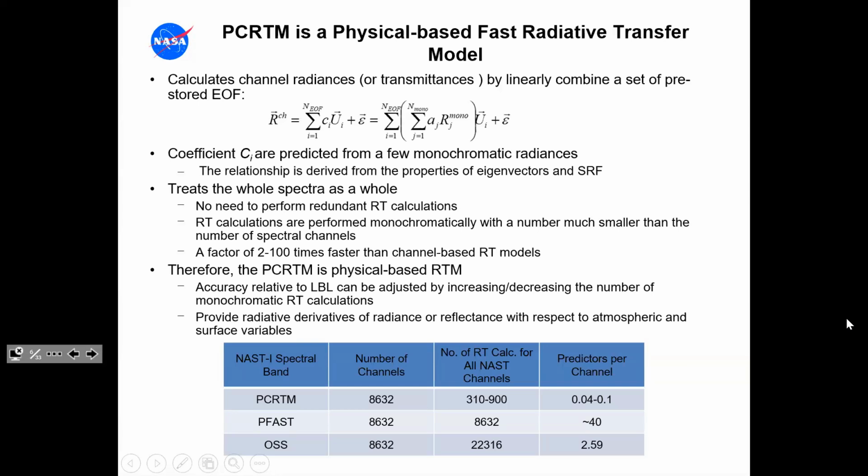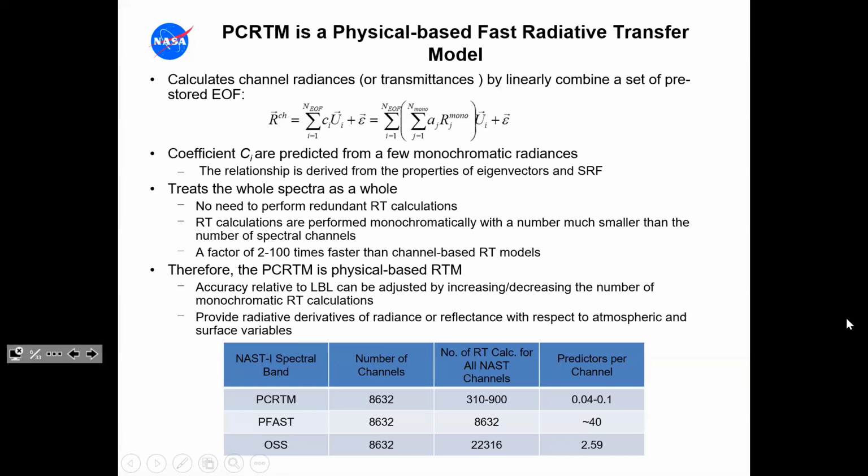It turned out it's proportional to the monochromatic radiance. Okay, but you have millions of monochromatic radiances. Most of them are redundant. So we find a way to remove all the redundancies, and only pick the essential information that can accurately predict or calculate the C, the projection coefficient. So basically, that's the instance of the principal component based radiative transfer model.